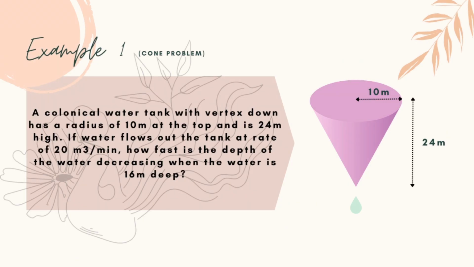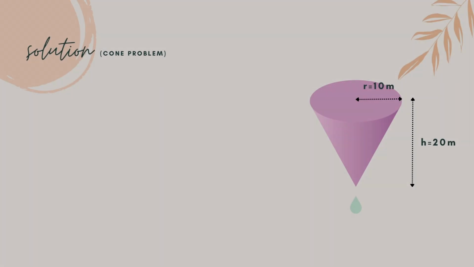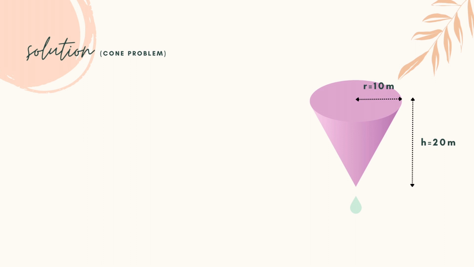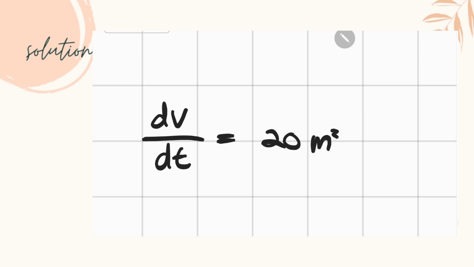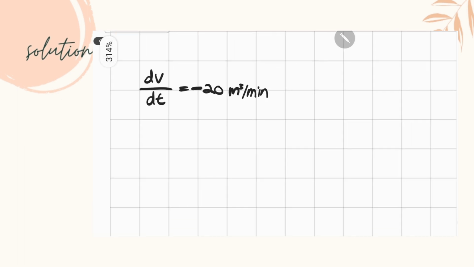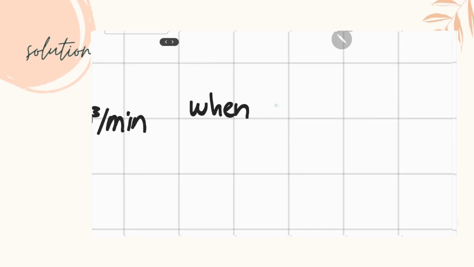A conical water tank with vertex down has a radius of 15 meter at the top and is 29 meter high. If water flows out the tank at rate of 40 meter per minute, how fast is the depth of the water decreasing when the water is 60 meter deep? Let's unpack the question statement. We are given information about the size of the cylinder and the rate in which water flows out. dV over dt is negative 20 meter cube per minute. The reason why the rate is negative is because water level is decreasing. What is the rate constant of height dh over dt when h equals 16 meter?